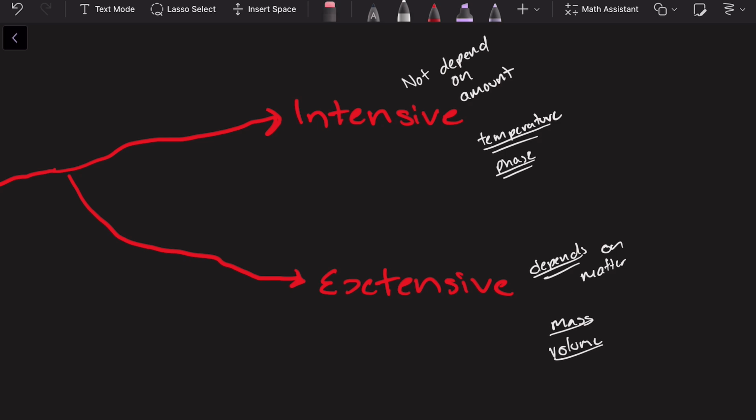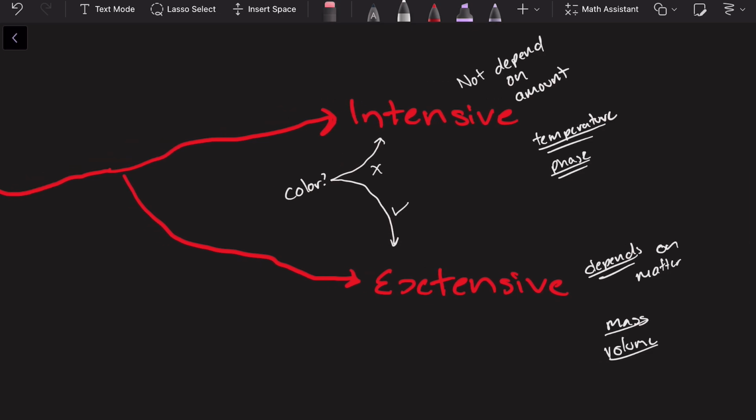Now, you'll usually get test questions that probably list a property like color and ask you, is it intensive or is it extensive? Try not to get fooled when you come across this. Try to look at it more objectively. If I add more of this, will I get more of the property or less of the property? In color's case, color is an extensive property.